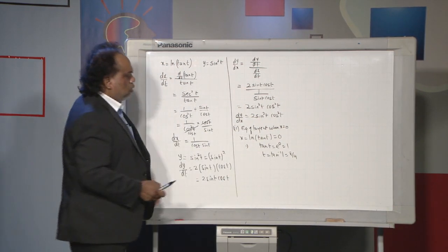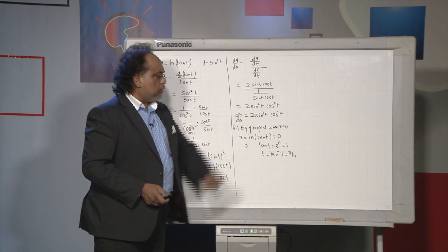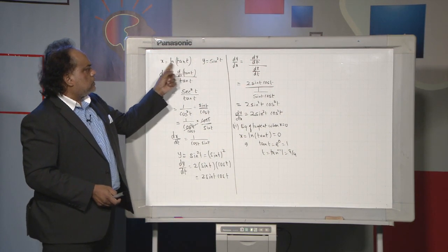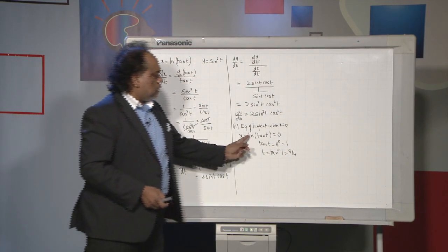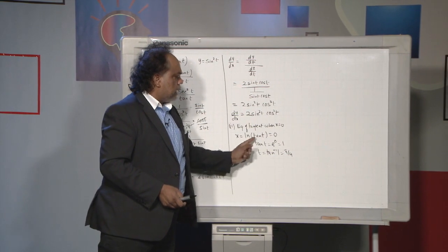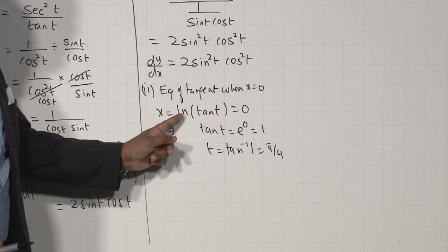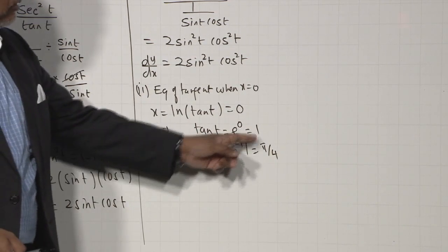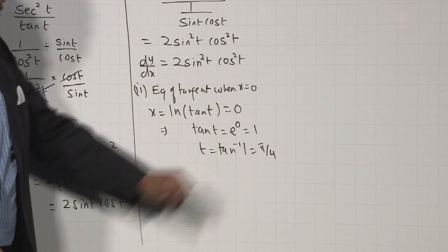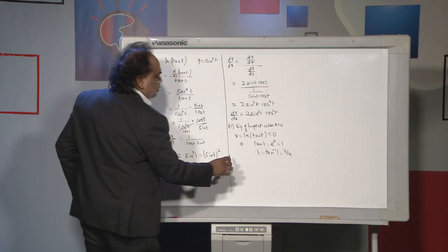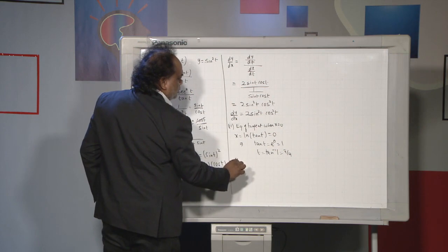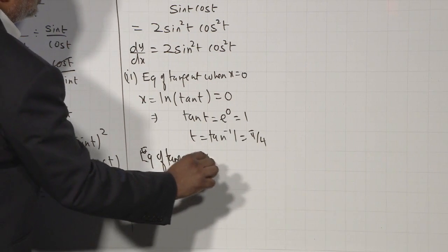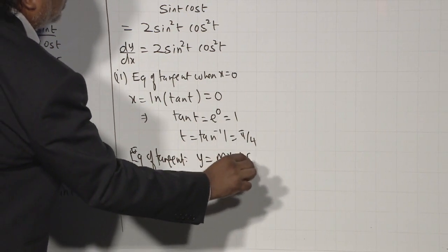So I was told, write equation of tangent when x equal to 0. And in the question itself, we were told x equal to ln tan t. So I equated x to 0, ln tan t to 0. Getting rid of the ln gives us exponential 0 on the right-hand side, which is equal to 1. Tan inverse of 1 is pi by 4. So equation of tangent. What is equation of tangent? Y is equal to mx plus c.